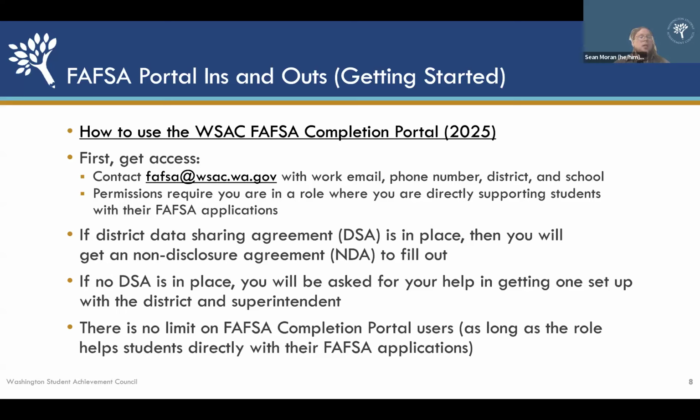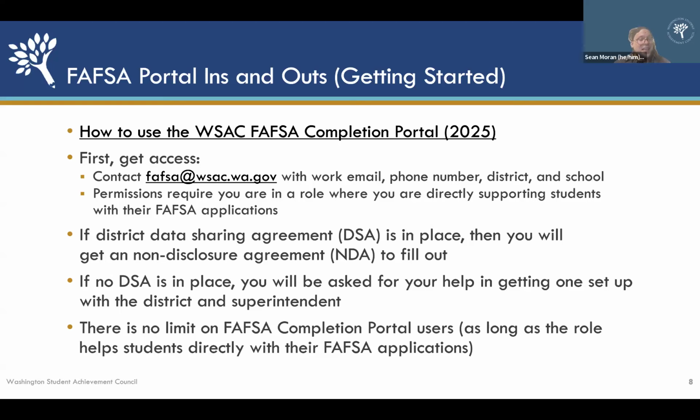Now, if everyone has an NDA in place and you want to have one person who goes into the portal, pulls the spreadsheet, and you go over it during your team check-ins, that is definitely fine because everyone has an NDA filled out, and you're just working with one person accessing it and then helping the team. If you have questions about that, you can always reach out to the FAFSA email.